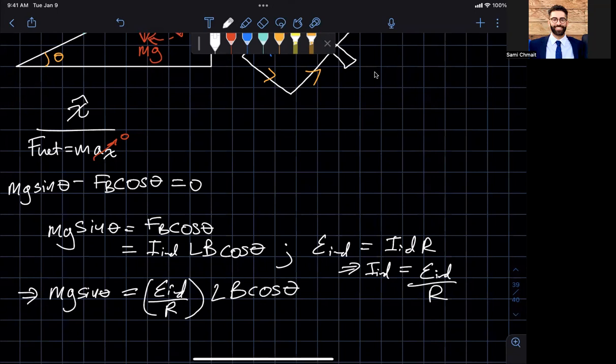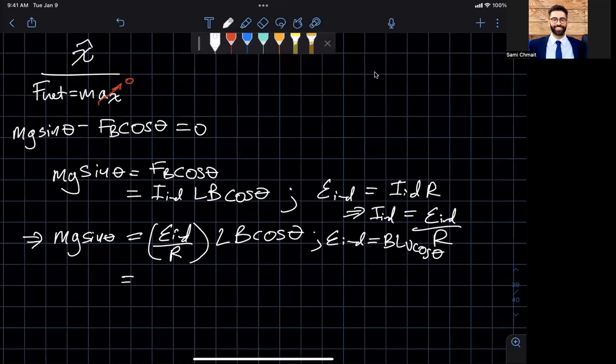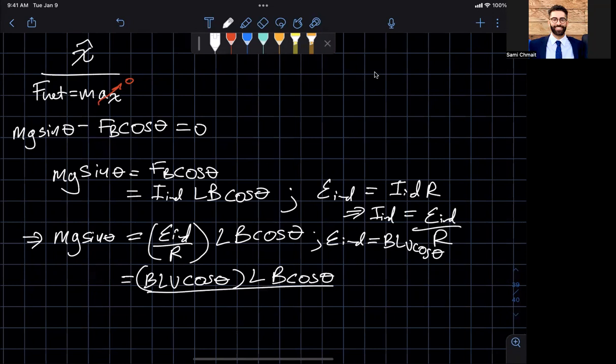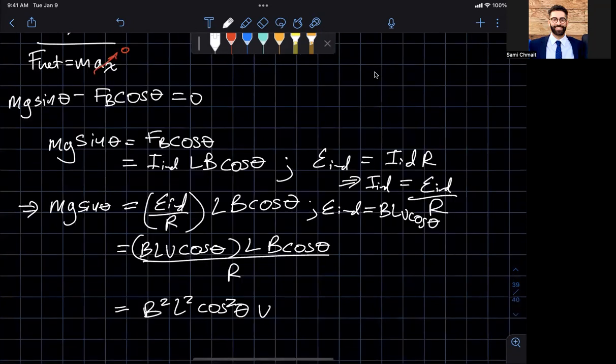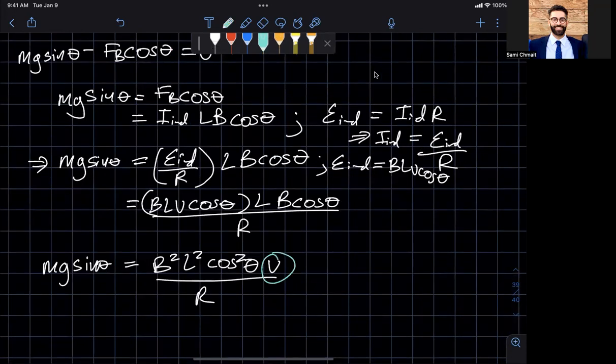And actually, if you have a good eye, you can see we can simplify this more. When we have motional EMF, what does this E induced equal? Well, E induced is equal to B L V cosine theta. So now we can substitute that back in, and you're going to see that we have a few squared terms here. That's going to be equal to mg sine theta. And what we're looking for is that V, which is embedded in here.